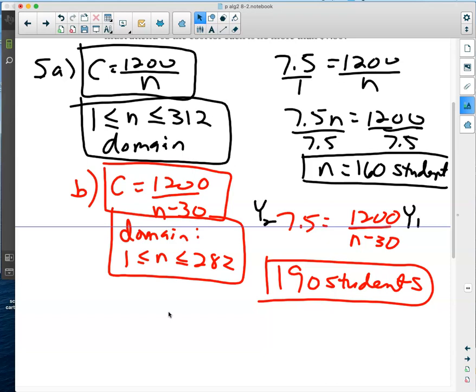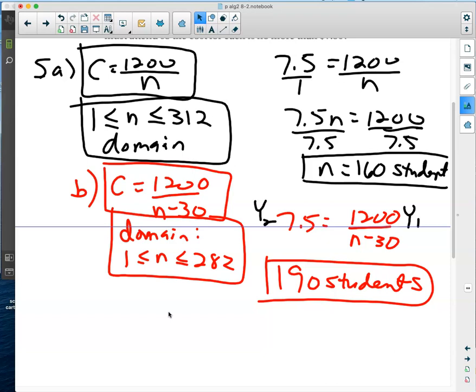So each one of these changed a little bit. It depends on the situation. In the first one, everybody was sharing the cost equally. But in these last two, we had situations where it's not just the chaperones, it's also those 30 tickets that they're going to give away that change the domain. And that moves our graph over to the right. So 190 students for this one.